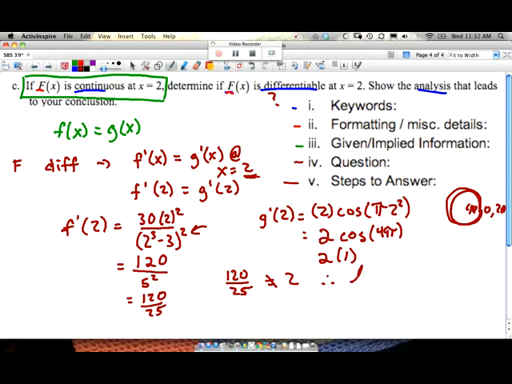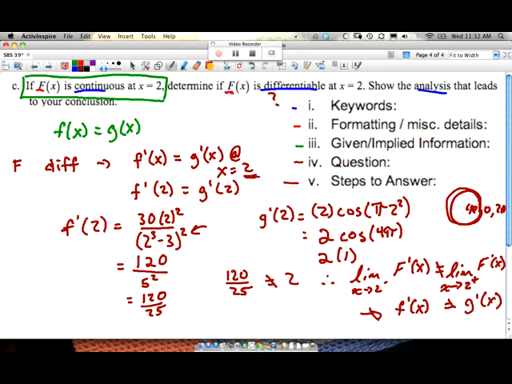Therefore, the limit as x approaches 2 from the left of capital F prime of x does not equal the limit as x approaches 2 from the right of capital F prime of x. What does this really mean? Little f prime of x does not equal g prime of x. So up here, this first statement, that's really technical. Down here, this is kind of the more abbreviated version of the reasoning.